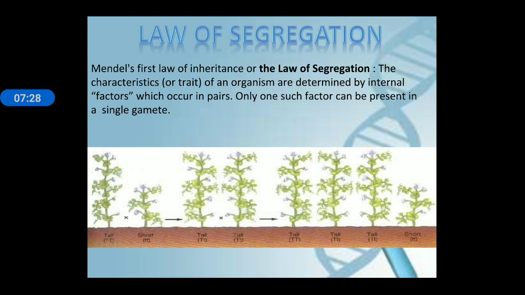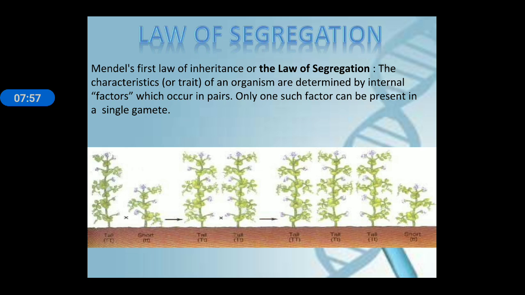Next is the law of segregation. This law represents that when gamete formation takes place, the alleles or factors get separated, or segregated. This is known as the law of segregation. The law of segregation says the characteristics of an organism are determined by internal factors which occur in pairs. Only one such factor can be present in a single gamete.